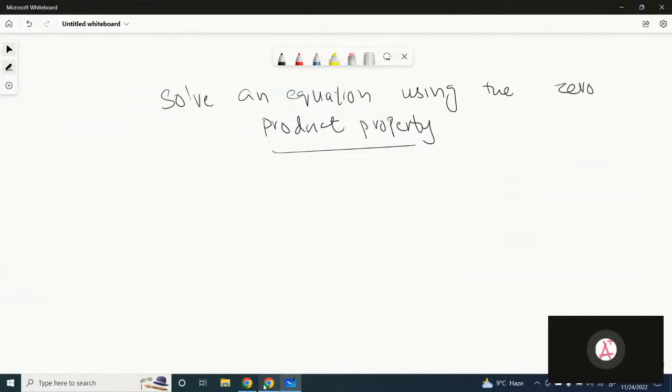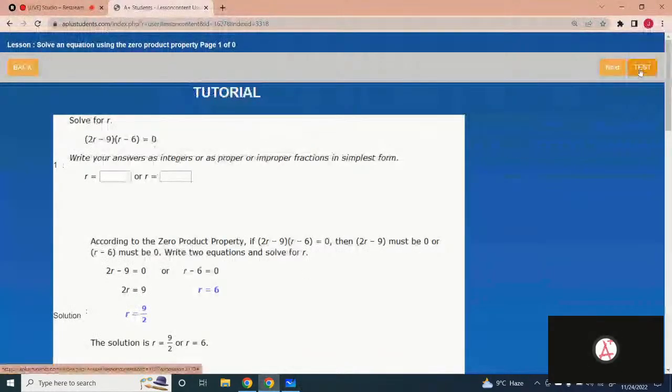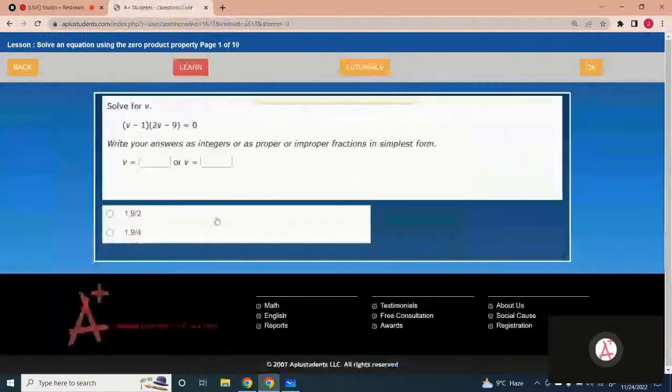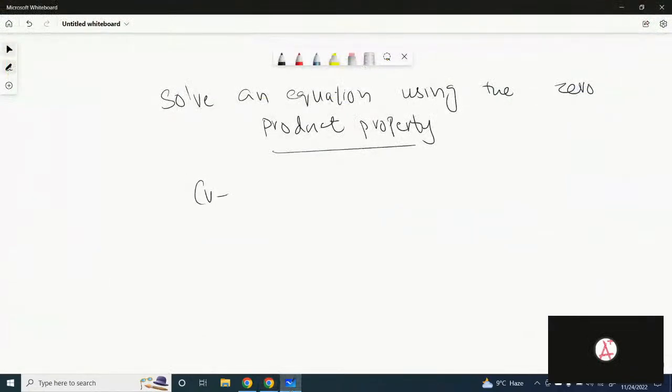That means two terms are multiplying and their product is equal to 0. Got it? Let's suppose this one, v minus 1 and 2v minus 9 equals 0. That is the zero product. You have two terms that are multiplying and their product must equal 0. Got it?